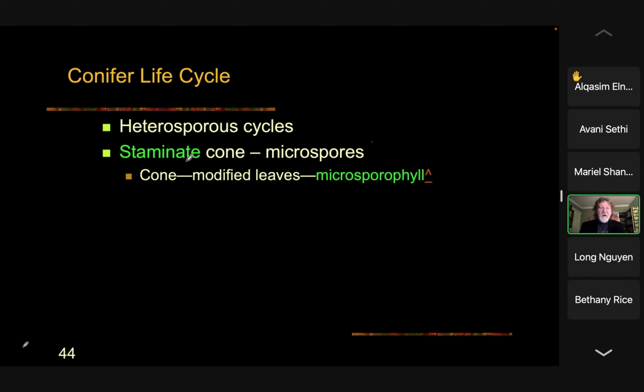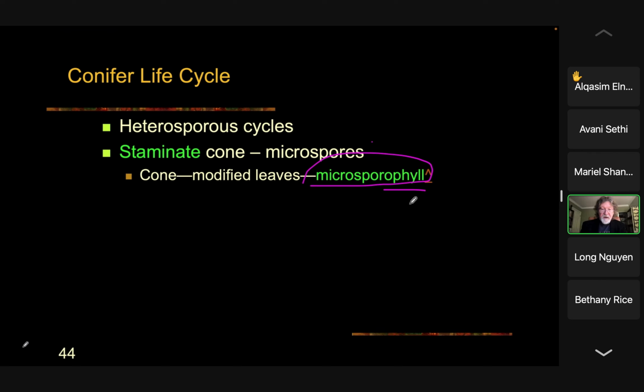Okay, so these cones are a cluster of modified leaves. Modified leaves that are put together in a cluster. And so these leaf-like scales that make up this cone are called microsporophylls, right? When you see this phyll, P-H-Y-L-L, that is a Greek word that usually refers to leaf. And so these are microsporophylls. This is where we will have a microsporangium that will undergo meiosis to produce microspores that will then be released.